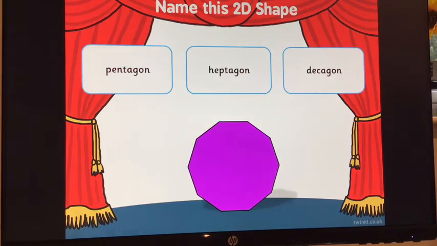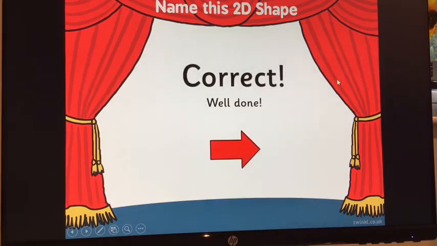And here you have a choice. Again, it's about counting the sides of the shape. Pentagon, heptagon, decagon. If you count carefully, the shape has 10 sides, which makes it a decagon.